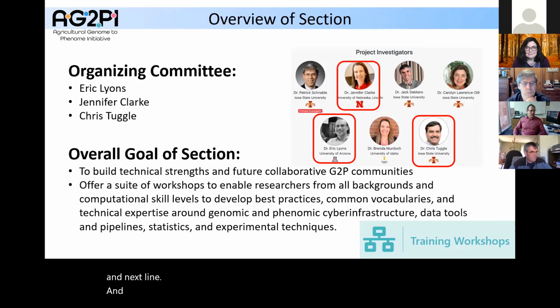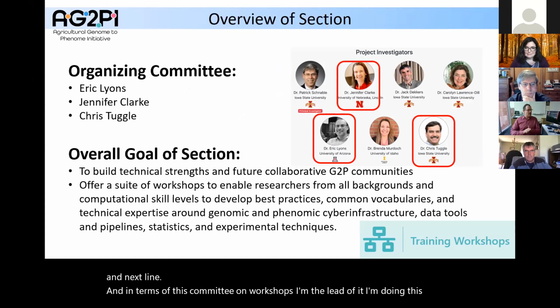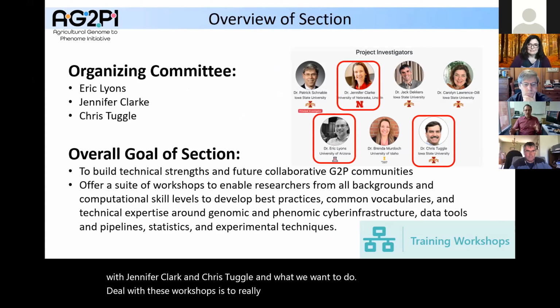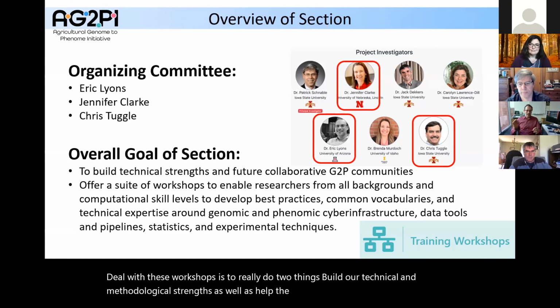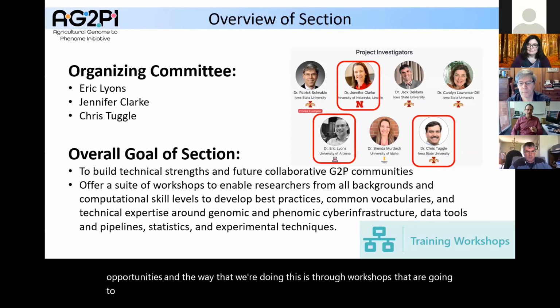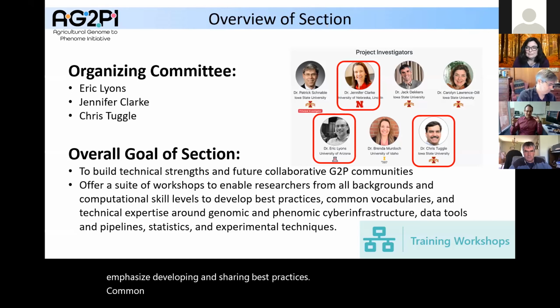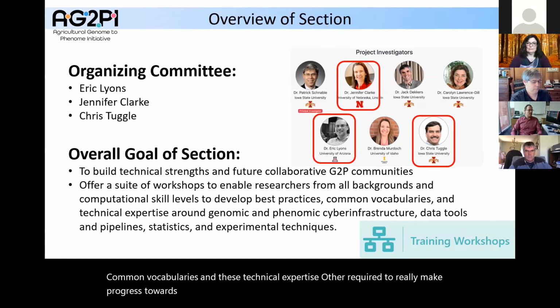And in terms of this committee on workshops, I'm the lead of it, and I'm doing this with Jennifer Clark and Chris Tuggle. And what we want to do with these workshops is to really do two things: build our technical and methodological strengths, as well as help the community identify future collaborative opportunities. And the way that we're doing this is through workshops that are going to be held monthly. And we want to have these workshops target researchers from all different types of backgrounds and computational skill levels. And we want to emphasize developing and sharing best practices, common vocabularies, and these technical expertise that are required to really make progress towards the genomic and phenomic problem sets.